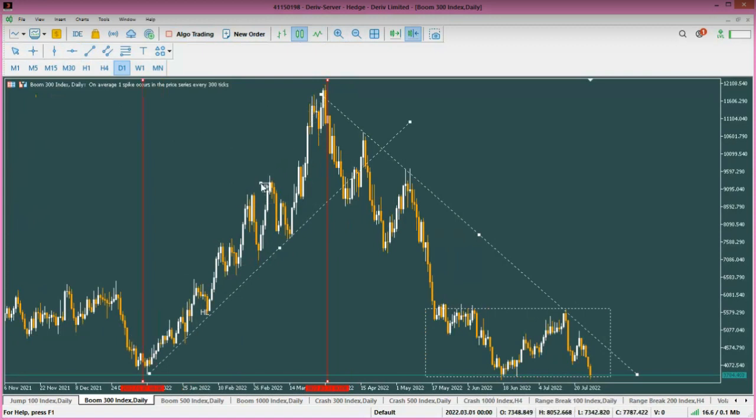So those higher highs simply mean this high is higher than the previous high, and this high is higher than the previous high. That's how we see an uptrending market.